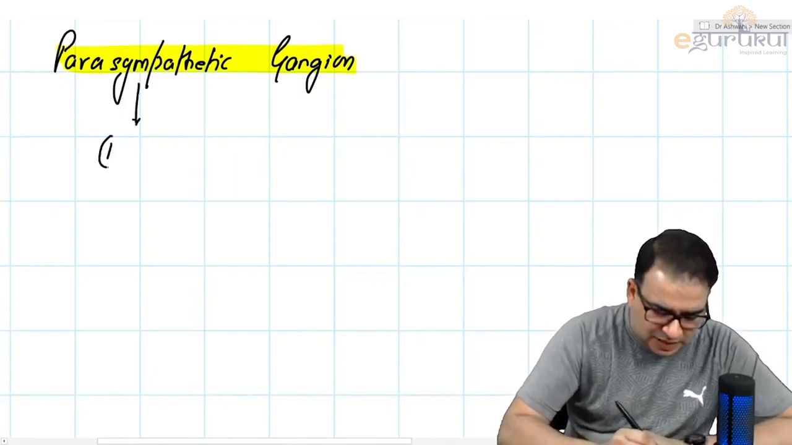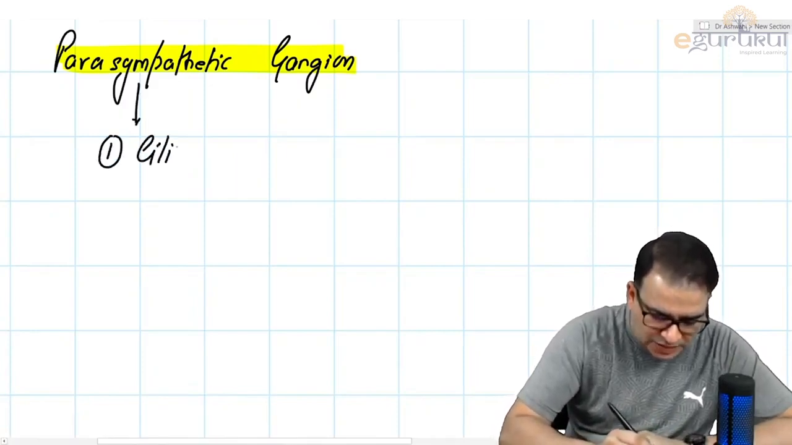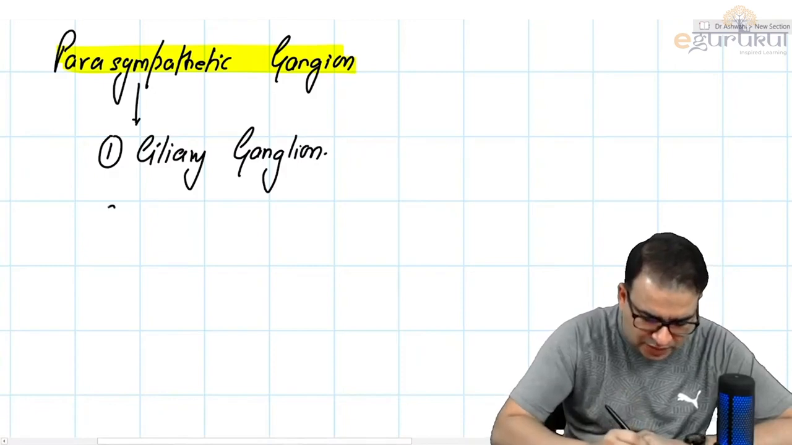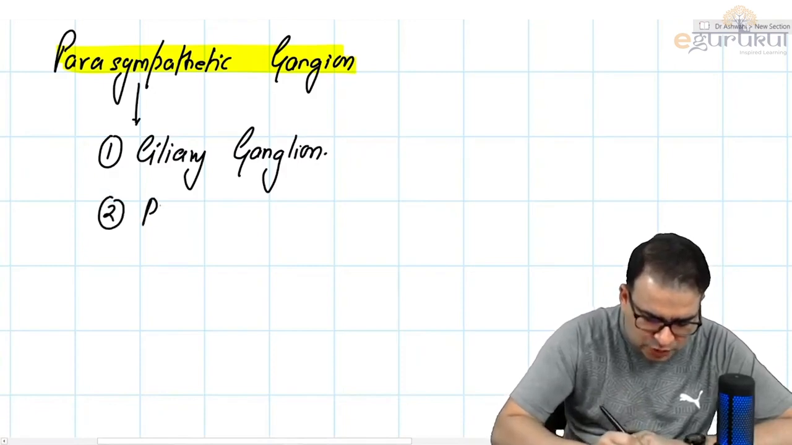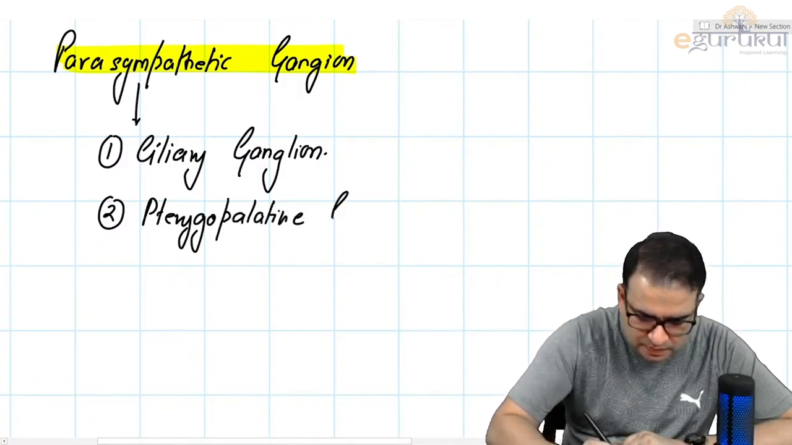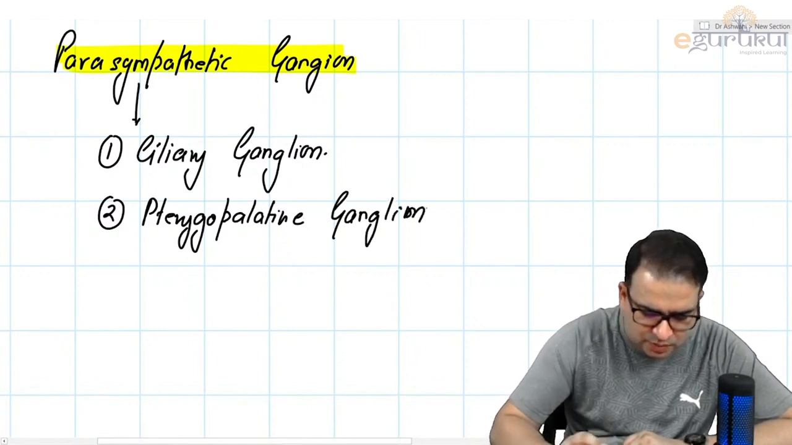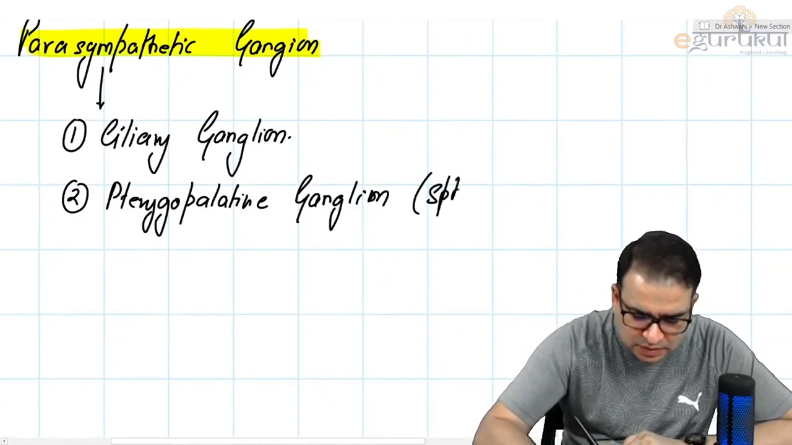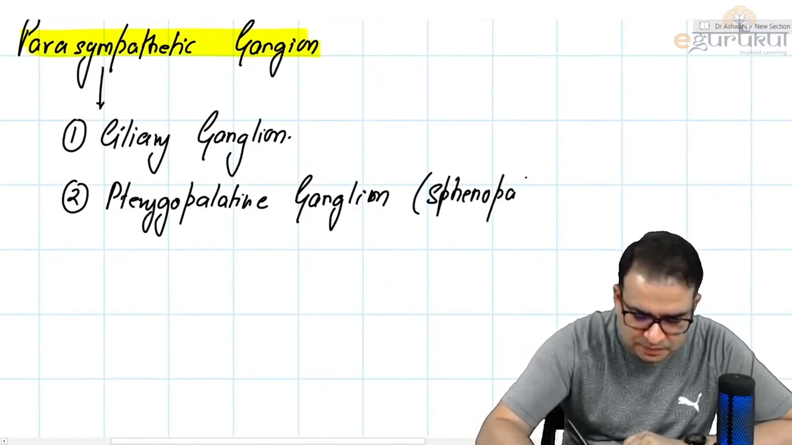The 4 parasympathetic ganglia are, number 1, the ciliary ganglion. Just write down the name for now, ciliary ganglion. We have a ganglion which is called the pterygopalatine ganglion, guys. This is also called the sphenopalatine ganglion.